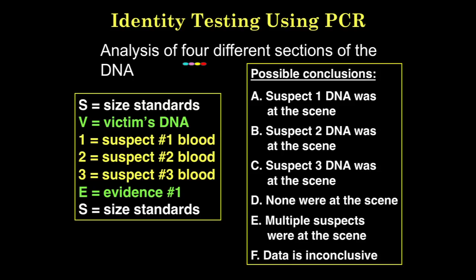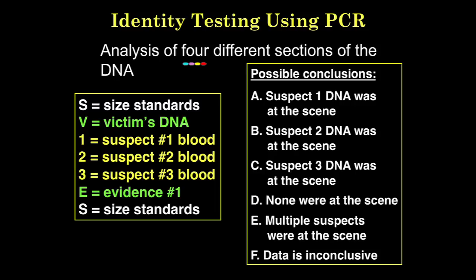So let's look at what this might look like in terms of identity testing for PCR, let's just say using 4 rather than 13, just for simplification purposes in this diagram. But you might have size standards in one lane of a gel, followed by victim's DNA, suspect 1's blood, 2, 3, and an evidentiary sample, and then another size standard shown to the far right.